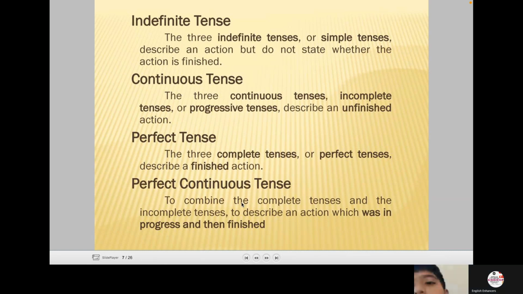So here, perfect continuous tense is going to be a combination of the rule of perfect tense and the rule of continuous tense. And that is why it is having both the words in it. Perfect भी है इसमें, continuous भी है. To combine the complete tenses and the incomplete tenses to describe an action which was in progress and then finished. यानी कि इसमें आपकी ing फॉर्म तो आएगी, पर जो आपका टेंस का रूल होगा वो ऐसे शो होगा कि आपका टास्क फिनिश्ड हो चुका है. So let's see how we can understand them further.